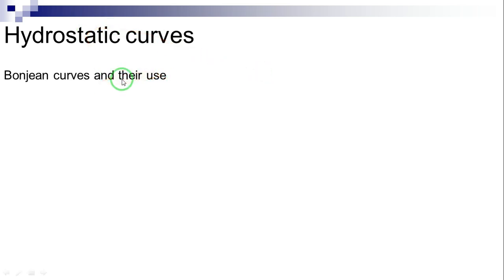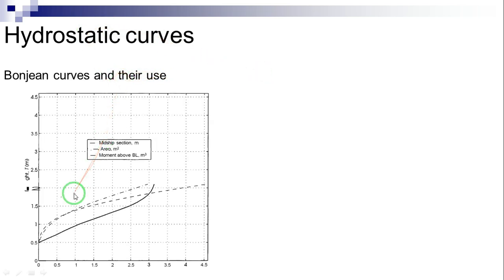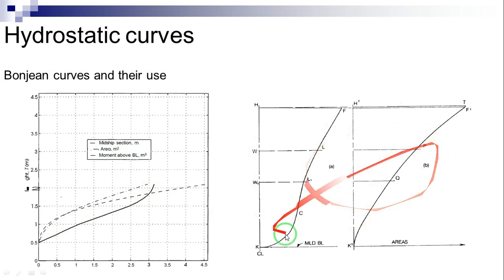Bonjean curves and their use. This figure shows the midship section of a ship in solid, thick line. The Bonjean curves give the sectional area as well as the moment of the sectional area about the baseline, as shown in this figure. The following figure shows a typical transverse section through a ship on one side of the center line, such as a body plan station.